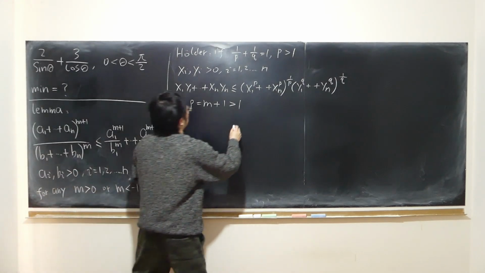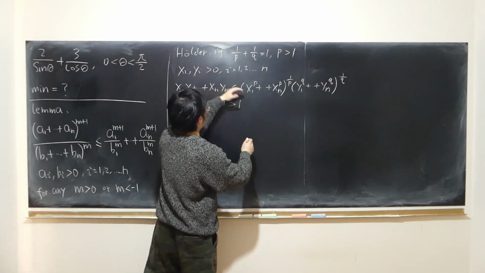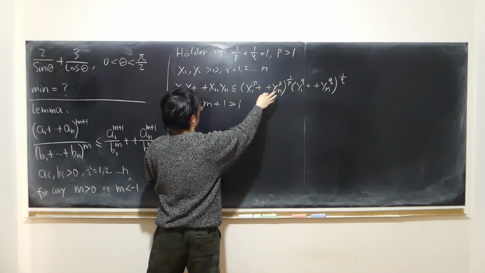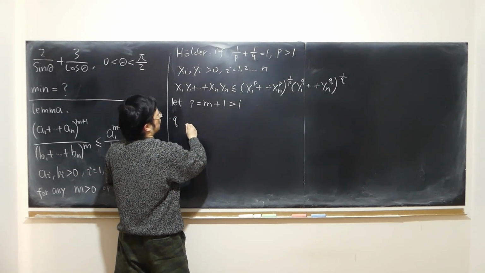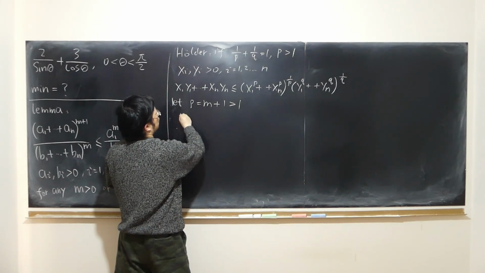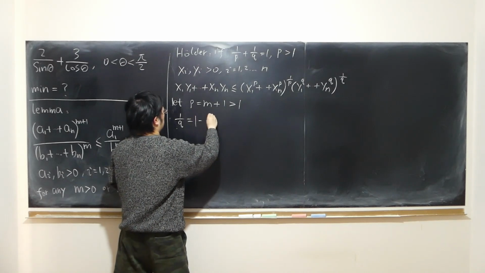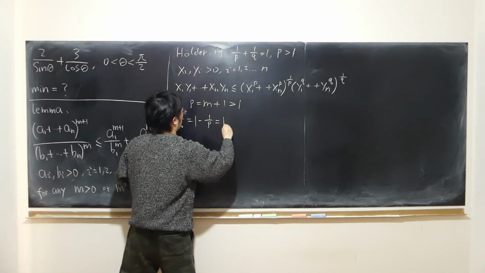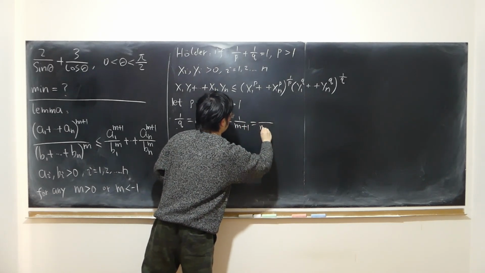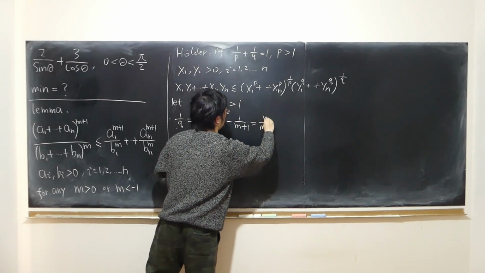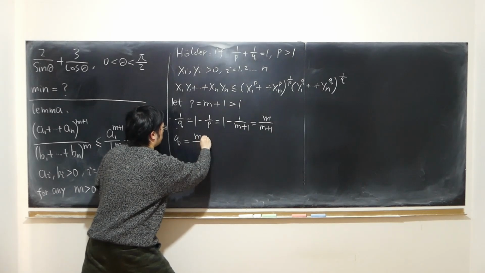And so in that case, I can rewrite, before I rewrite it, I want to express q. P is equal to this. What's q? 1 over q equals 1 minus 1 over p, 1 minus 1 over n plus 1, which is m over n plus 1. So therefore q must equal n plus 1 over m.